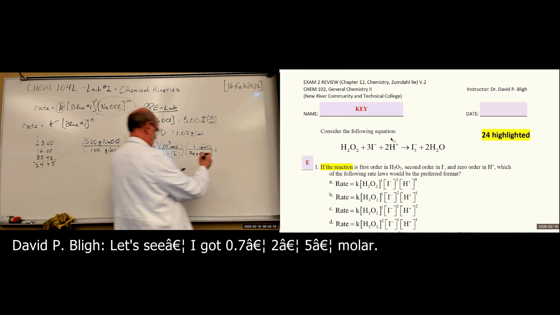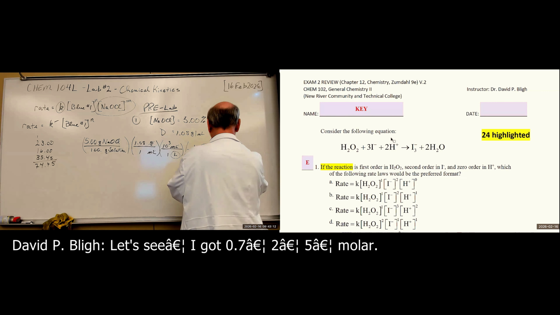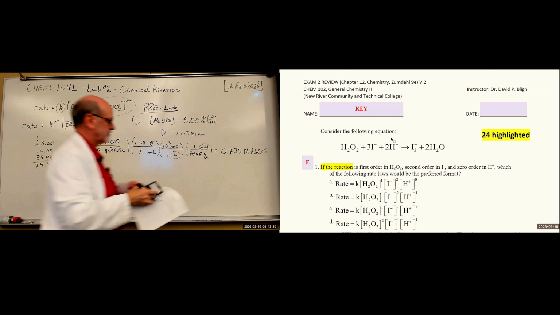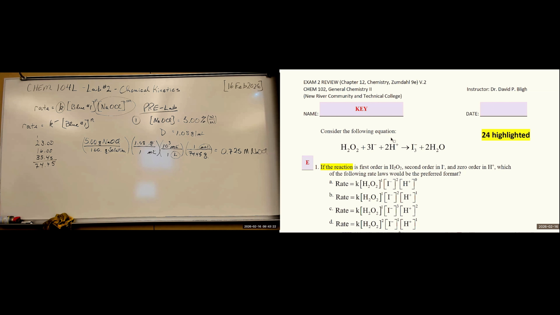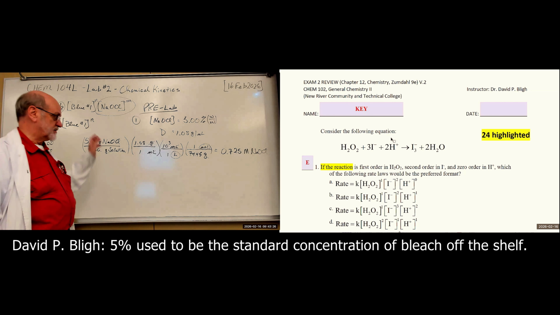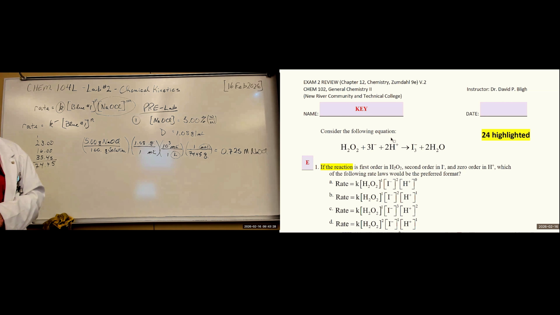Let's see. I got 0.725 molar sodium hypochlorite. 5% used to be the standard concentration of bleach off the shelf.